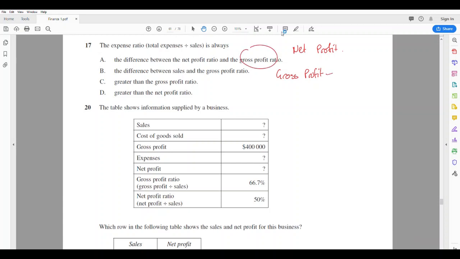Once we have gross profit, what do we do to get our net profit? Minus expenses equals net profit. So, obviously, this would mean that the answer is the difference between gross profit and net profit. I touched on that earlier as well on a different question. But it just requires you to know the equation for net profit.